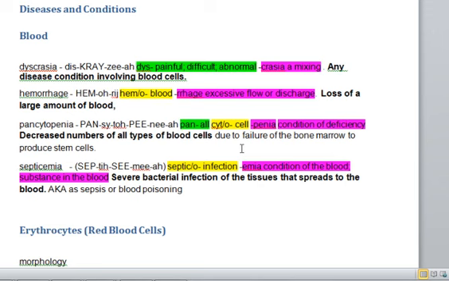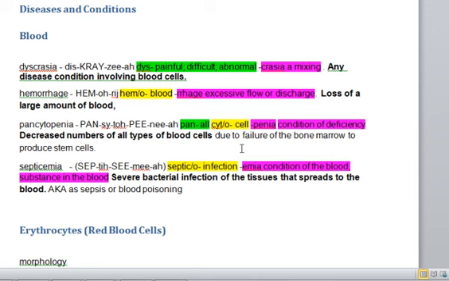And that can be a little bit tricky, and you probably will see that on exam. And you need to pay close attention to the word, this prefix pan. Septicemia. Septo means infection, emia means condition of the blood, and the definition in the text is severe bacterial infection of the tissues that spread to the blood. And it helped me to also know that this is also known as sepsis or blood poisoning.